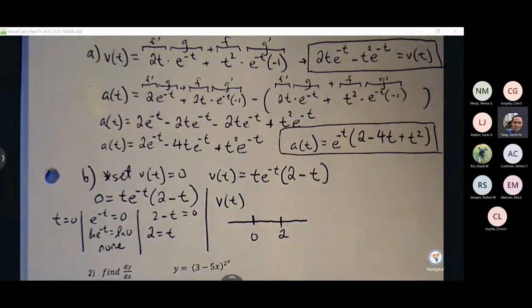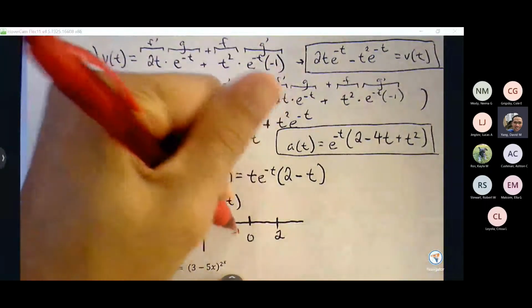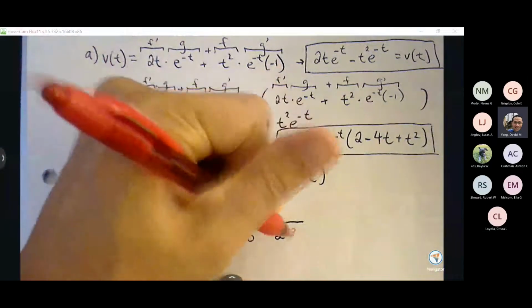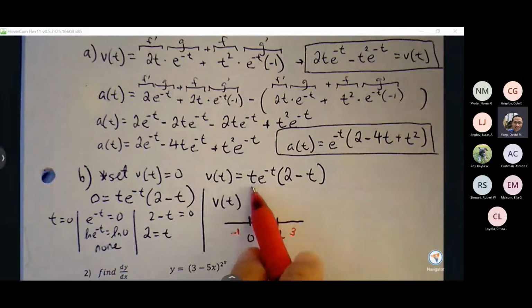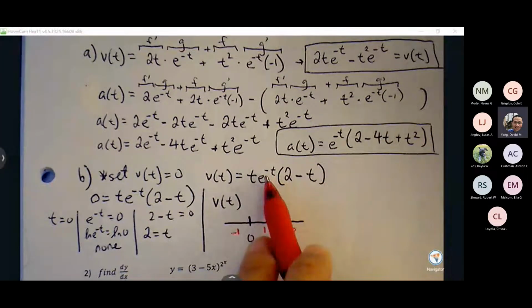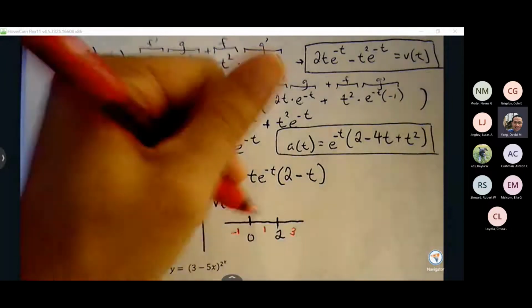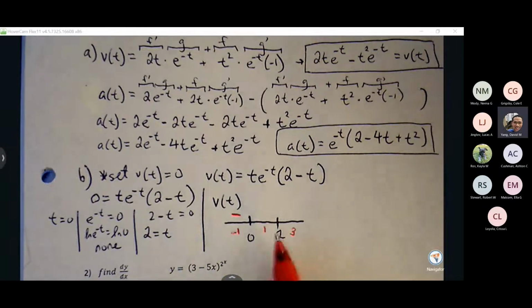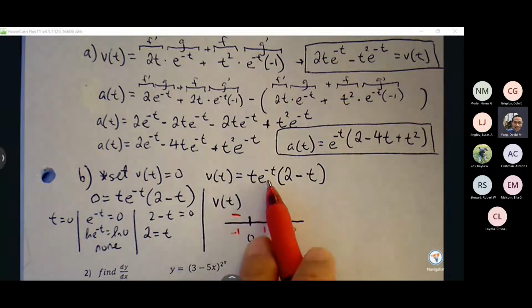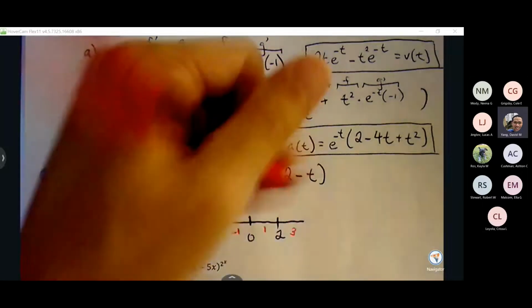Choose values in each subinterval to test against our velocity function. I'll choose -1, choose 1, and choose 3. So -1 goes in. -1 times e to the positive 1. So that's negative, positive, and positive. That's only one negative. So it's moving left. Okay, plug 1 in. 1 times e to the -1. E raised to anything is always positive. Okay. And then 2 minus 1 is positive. So everything is positive here, moving to the right.